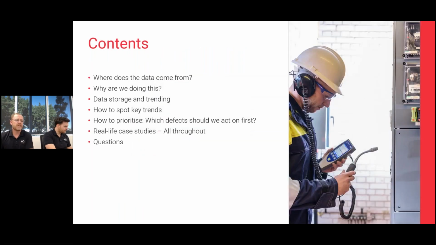So what we're going to go through today is, where does the data come from? So how do we capture the data? What does the data look like that we are talking about today? Why are we doing this? That's the overall question. Why are we going through the motions of doing all these activities? Data storage, how to trend that data, how to spot key trends within the data, and then how to prioritize assets, which ones to act on first, which ones are not as important on the list of priorities, which ones are high up on the list of priorities to focus your attention and money and time towards.